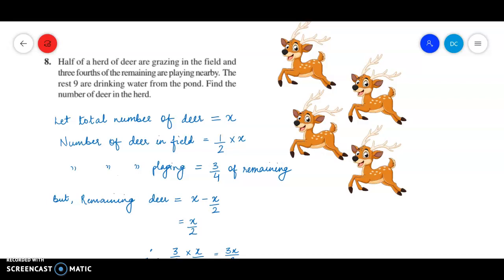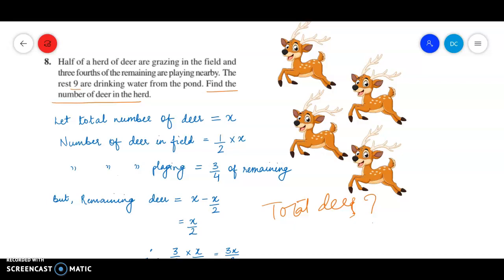This is exercise 2.4 question 8. Half of a herd of deer are grazing in the field and 3/4 of the remaining are playing nearby. The rest, 9, are drinking water from the pond. Find the number of deer in the herd. That means you have been asked about the total number of deer. How many deer were there?